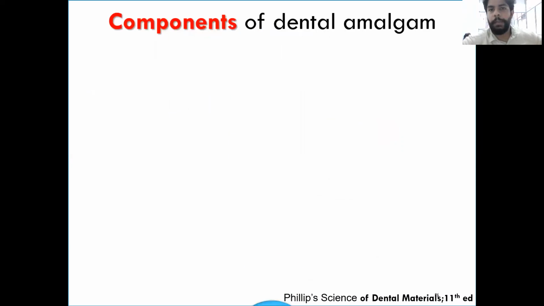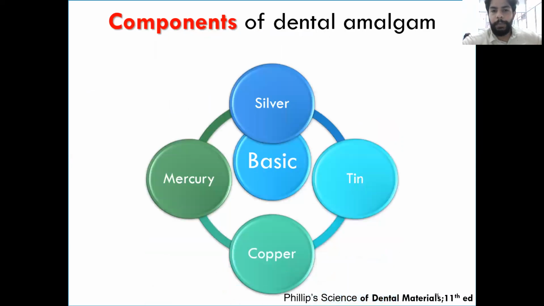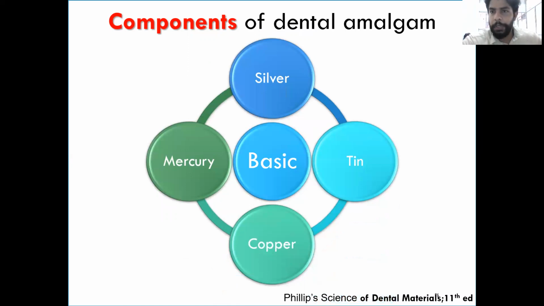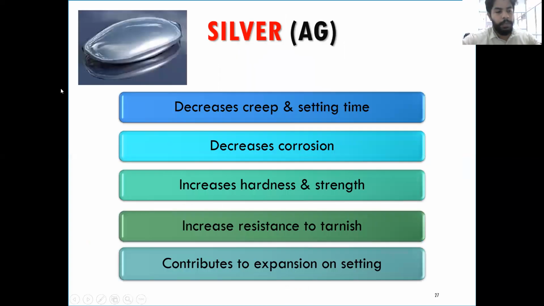Coming to the components of dental amalgam, the basic components include silver, mercury, tin, and copper. The other components of amalgam include zinc, indium, and palladium. Talking about the individual components will be done in the following classes. Thank you.